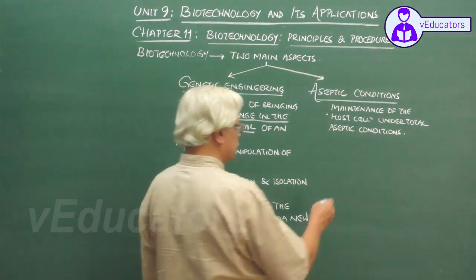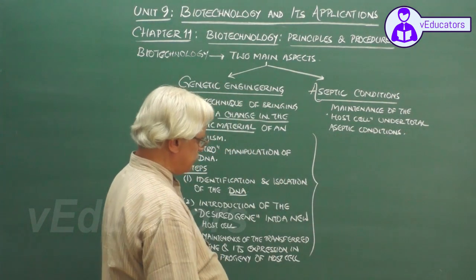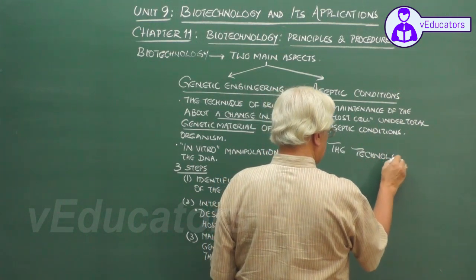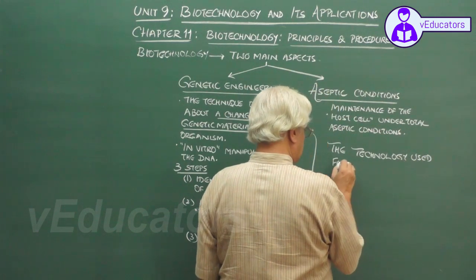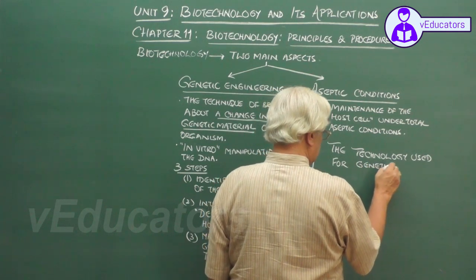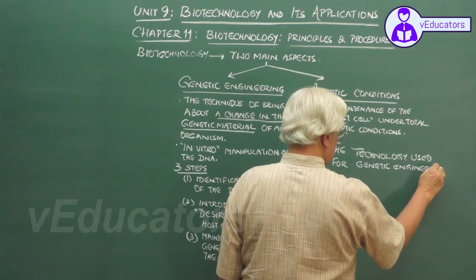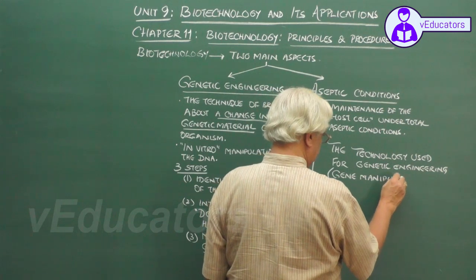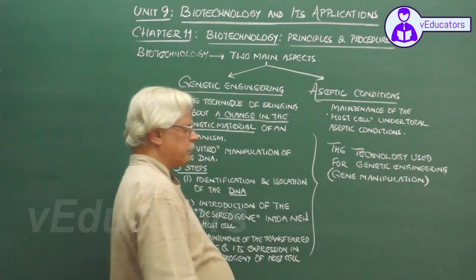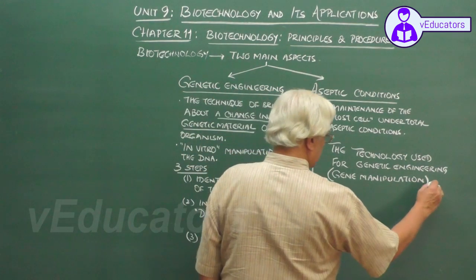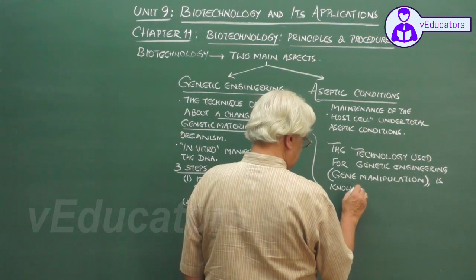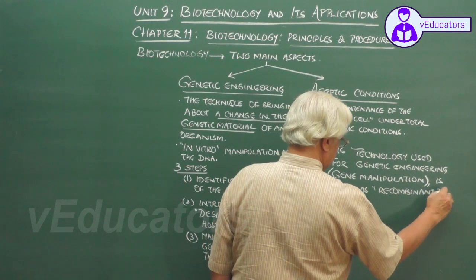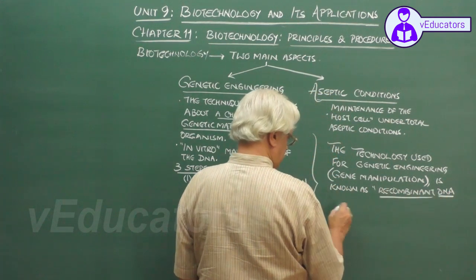So this is achieved using a technology, and the technology used for genetic engineering, you can also call it as gene manipulation, is known as recombinant DNA technology.